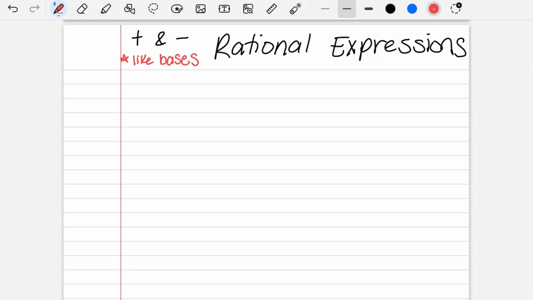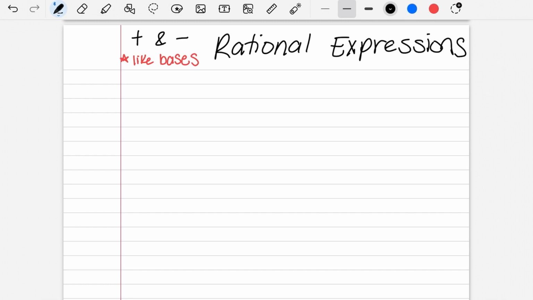Hi everyone! Today we are going to be learning about adding and subtracting rational expressions with like bases. When we are looking at these types of problems, our goal is going to be to combine only the numerators and keep the common denominators, just like you've been doing with fractions in the past.